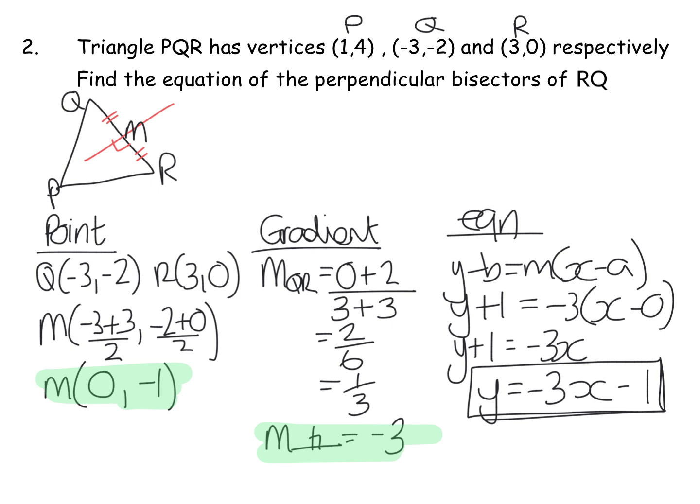So that is a perpendicular bisector, the most complicated because there is more working in it than all the others.